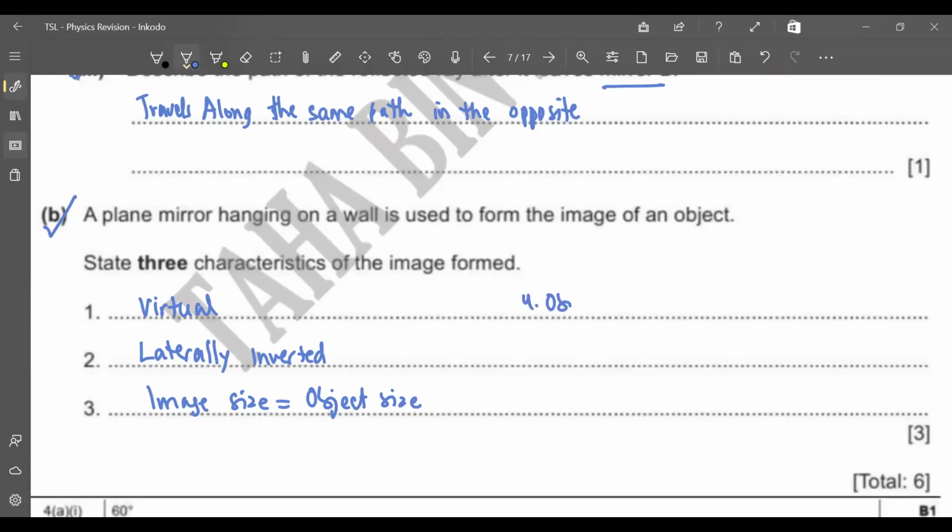So you can write down. हमने तो तीन कैरेक्टरिस्टिक लिख दिए, हम तीन चार लिख देते हैं. Image is formed behind the mirror.